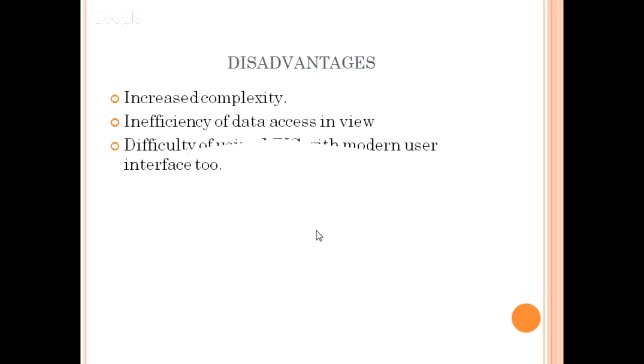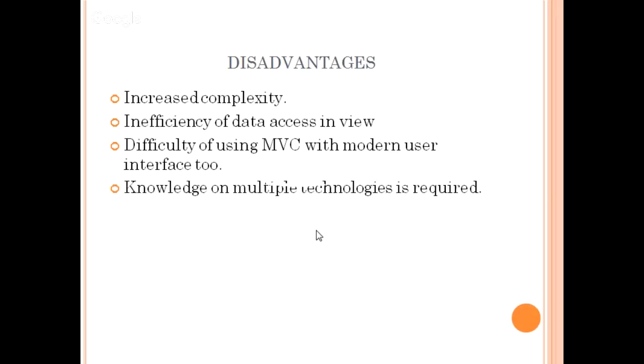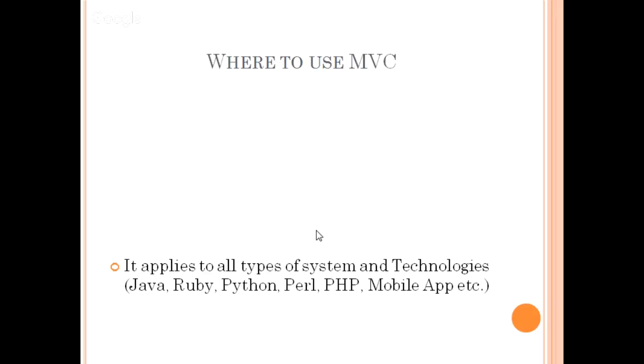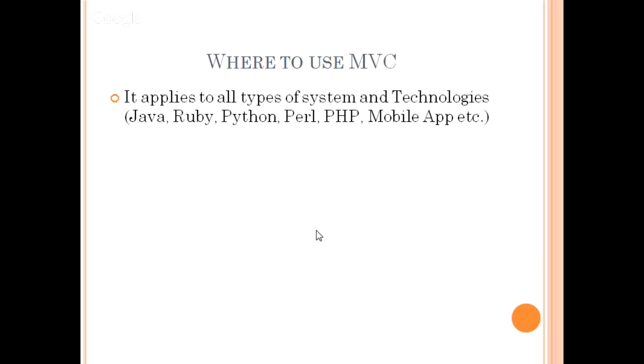It is difficult using MVC with other user interfaces too. It requires knowledge of multiple technologies, like your OOP and the rest. As for when to use it, MVC can be used in all types of systems. This can be seen in Java, Python, Perl, and most others.